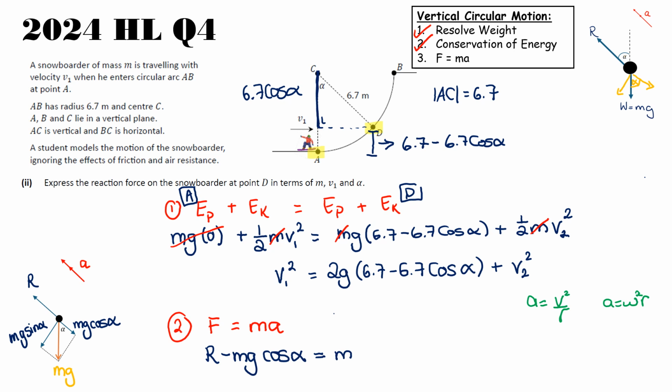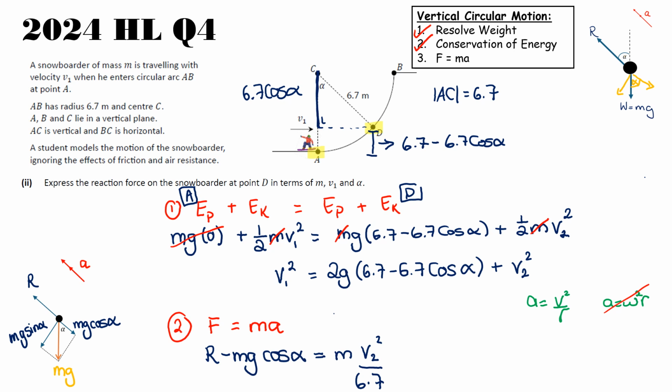Think about the question. We have nothing about omega or our angular velocity here, so that's not going to be the one we're going to use. We're going to use v squared over r. Now our v is the velocity at point D, because that's where we're doing the forces for. So that is v2 squared all over our radius, and we know our radius is 6.7, so if you want to put that in straight away, that's absolutely fine.